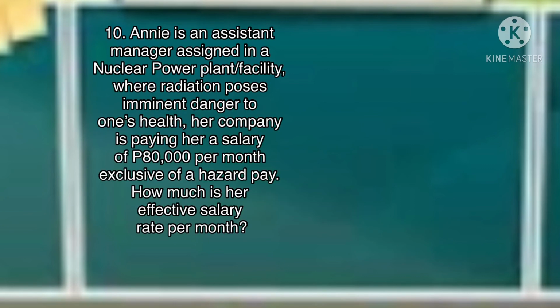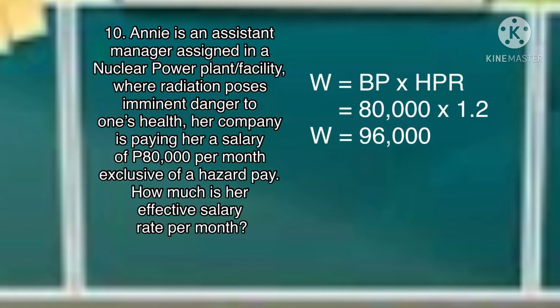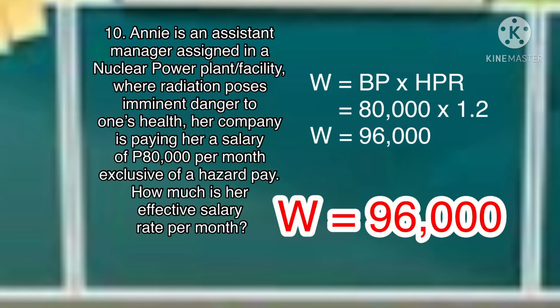Number 10, Annie is an assistant manager assigned in a nuclear power plant facility where radiation poses imminent danger to one's health. Her company is paying her a salary of 80,000 pesos per month exclusive of hazard pay. How much is her effective salary rate per month? All we have to do is multiply the base pay times the hazard pay rate, which is 80,000 times the hazard pay of 120%, convertible to the decimal number 1.2. So the answer is 96,000 pesos. So the rate per month of Annie is 96,000 pesos.